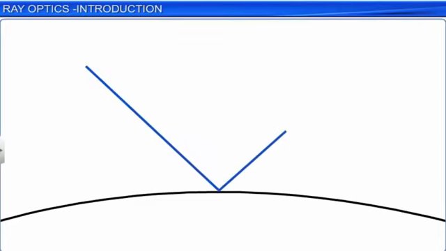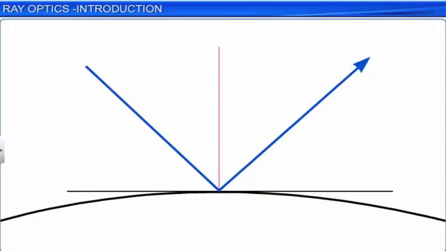These laws of reflection are valid in the case of curved surfaces also. We need to draw a normal to the surface at the point of incidence to measure the angle of incidence i and the angle of reflection theta. This can be done by first drawing a tangent to the curve at the point of incidence, and then drawing a normal to the tangent at that point.